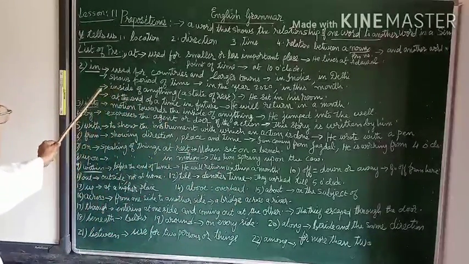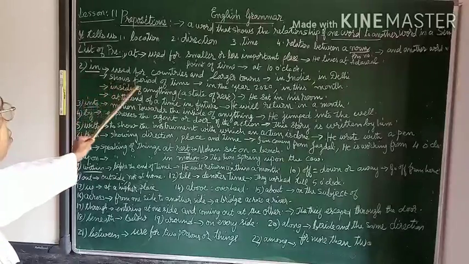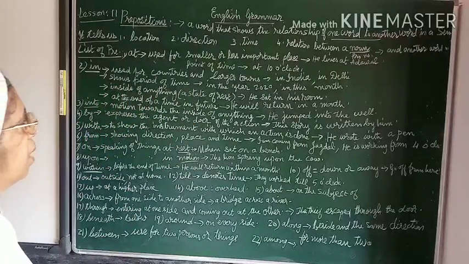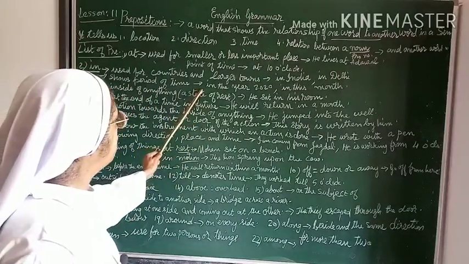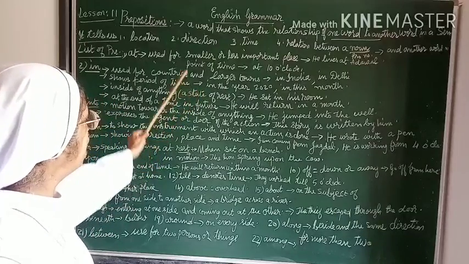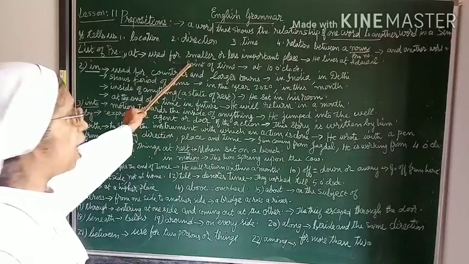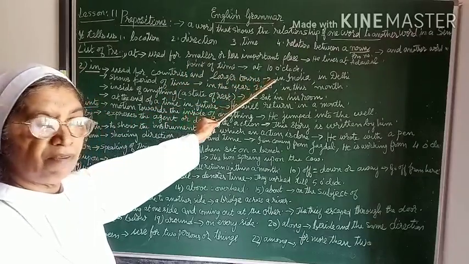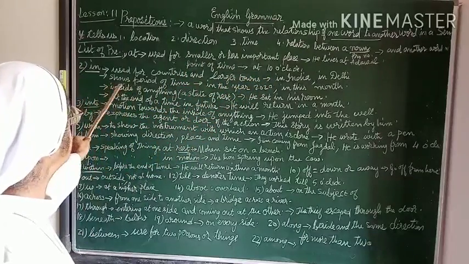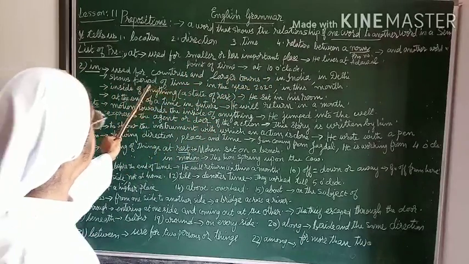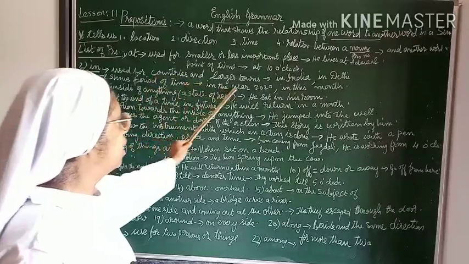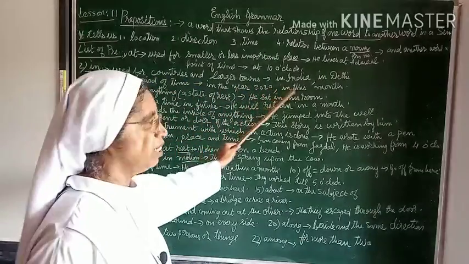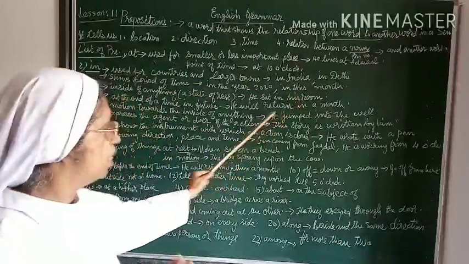Then in also shows period of time. This is point of time. Remember, at is used for a point of time, the exact time they will show you. On the other hand, in is used for a period of time. In the year 2020, in this month, so that period.